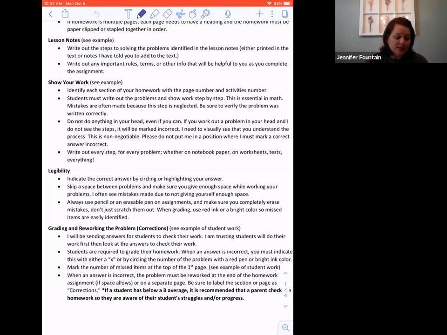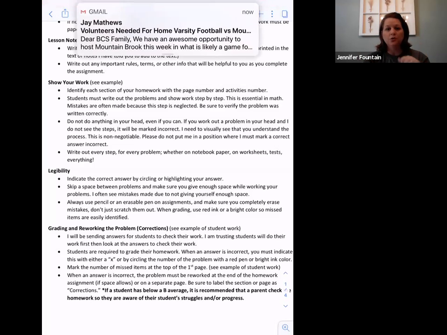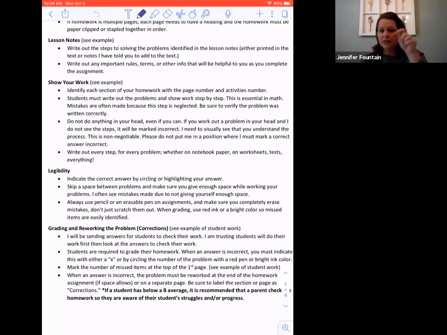Now, the next section says show your work. I know this is something that a lot of you are not going to be happy about, but I've got to be able to see your work, and I have an example. We're going to show an example in just a minute. Identify each section of your homework with the page number and activity number. So when you're doing your assignment, if it's page 49, activity 2, then you'll label that at the top.